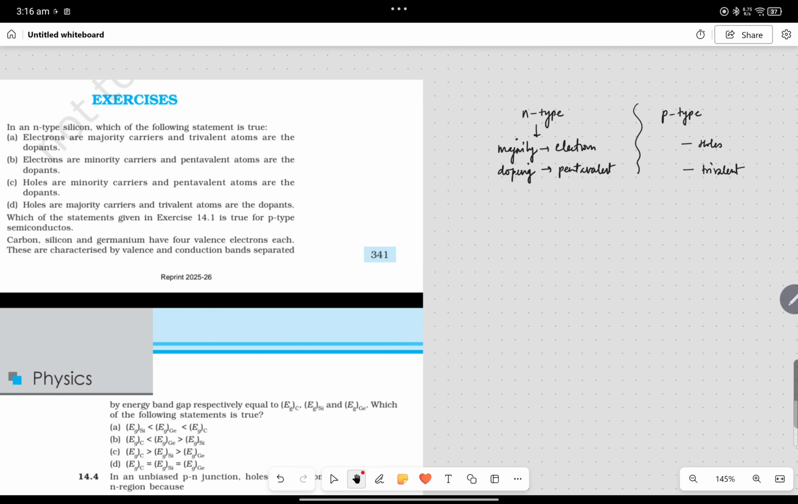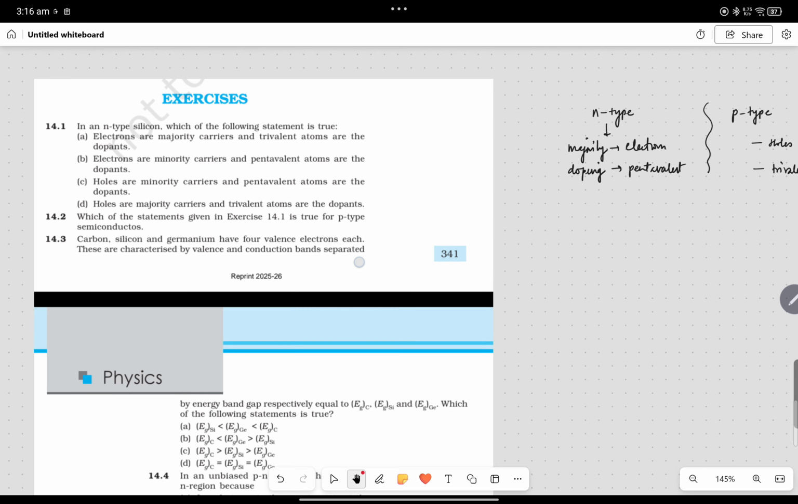So now you can see easily which option is true or which option is false. So in n-type silicon, electrons are majority carriers and trivalent atoms are the dopants. Wrong. Electrons here are the majority carrier, that is right, but the trivalent atom is not used for doping. Electrons are minority carriers and pentavalent atoms are the dopant. No, electrons are not minority carriers here, they are majority. So it is also wrong.